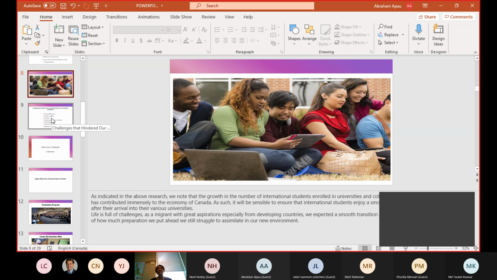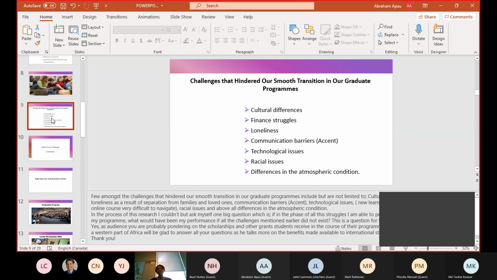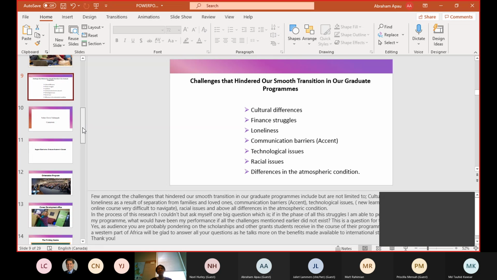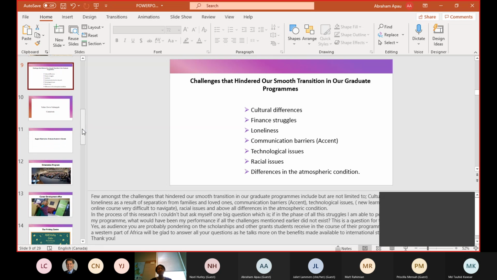Few amongst the challenges that hindered our smooth transition in our graduate programs include, but are not limited to, cultural differences, financial struggle, loneliness as a result of separation from families, friends, and loved ones, communication barrier in terms of accent, technological issues with new learning methods making assessment of online courses quite difficult to navigate, racial issues, and above all, atmospheric condition. All of the above mentioned challenges have resulted in stress, depression, and of course, inability to focus as appropriately in our academics.